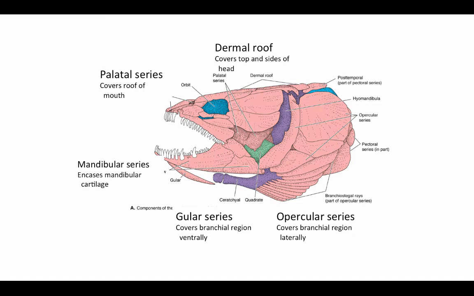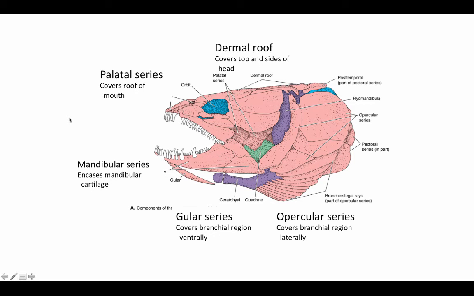And so these series are formulated a little bit differently from what you see in your book, but it covers all the same basic bones. So we have a mandibular series that covers the lower jaw. We've got a gular series that covers the floor of the mouth. There's an opercular series that is the bony covering for the gills. So one of the synapomorphies of osteichthyes is having a bony operculum covering the gills. There is a dermal roof that covers the top and sides of the cranium, and then a palatal series, which you can't see, but it's covering the inside of the top of the roof of the mouth.